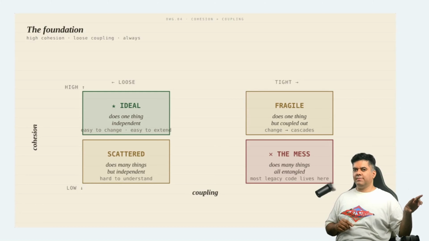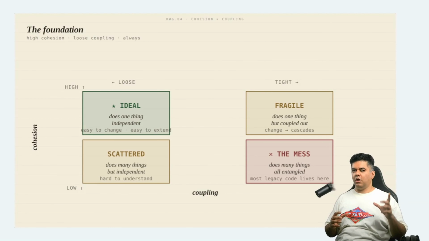Now, these two ideas sound simple, but almost every maintainability problem you encounter in a real code base is a violation of one or both of these. A service that does too many things has low cohesion. A service that calls 10 other services directly and knows their internal structure is tight coupling. When you're reading a system and it feels hard to understand or scary to change, it's almost always because cohesion is low, coupling is high, or both.